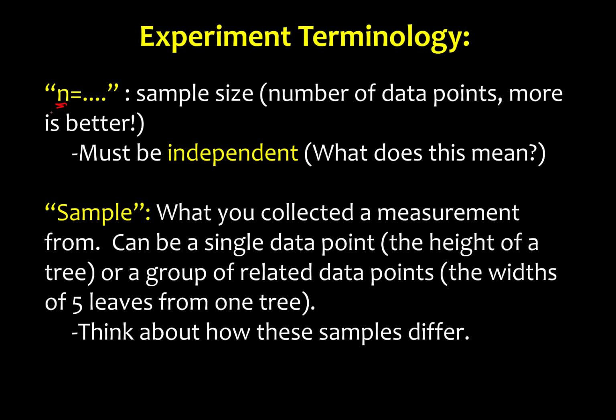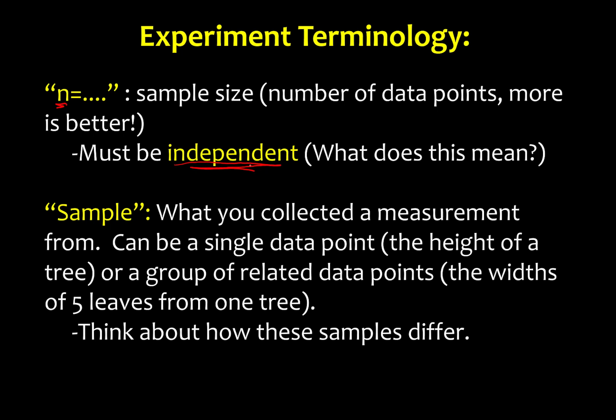The letter N is used to represent your sample size, or the number of actual measurements you've taken, your number of true data points. The more data you have, the better. The more data you have, the more likely the conclusions you're going to draw will represent reality. Now the trick is, these data points have to be what's called independent. They can't influence one another.